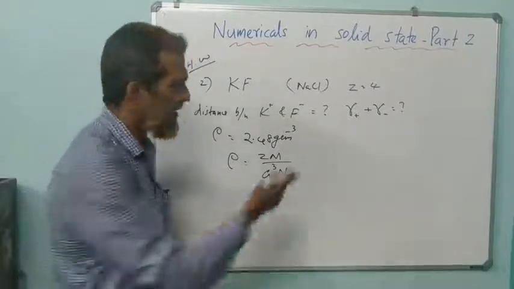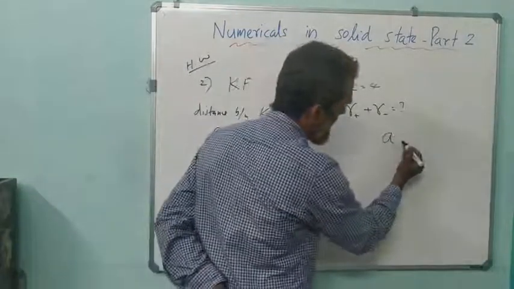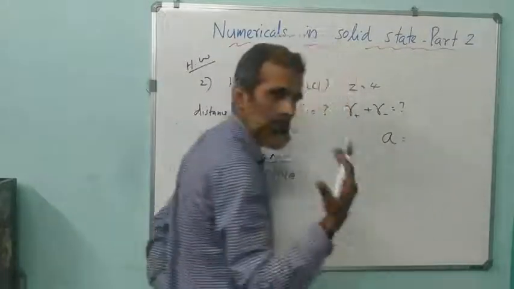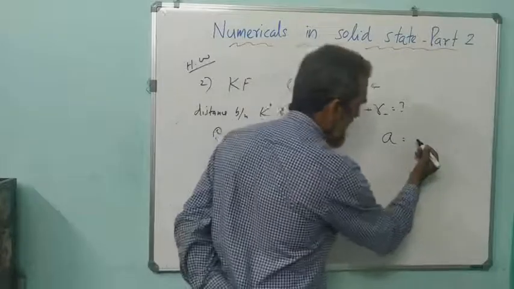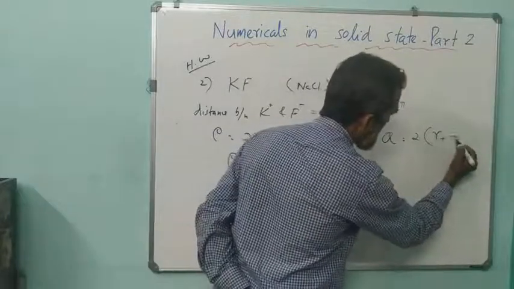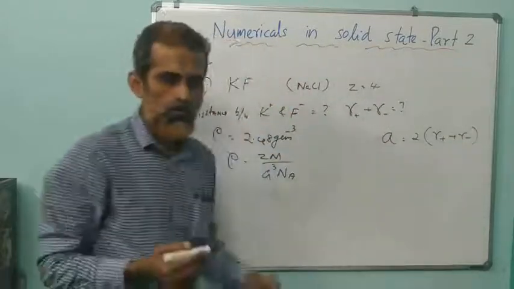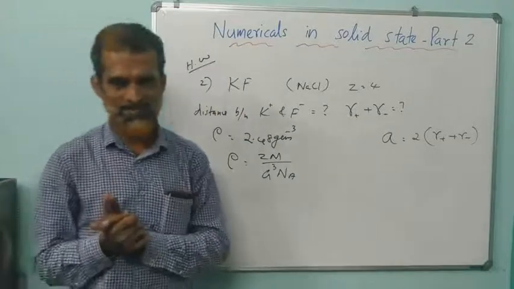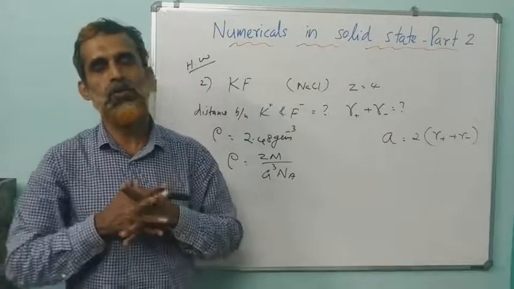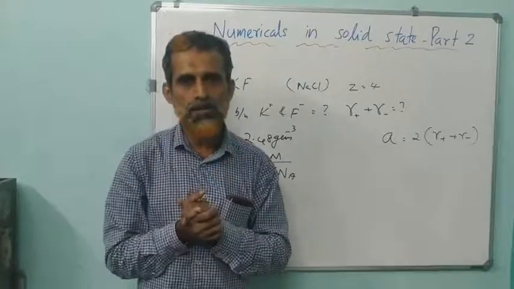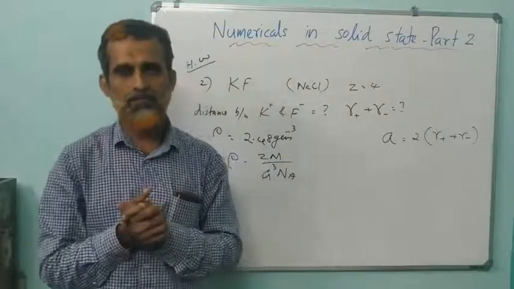Once you get A, as in the previous case, we know that for the sodium chloride crystal or crystals of similar structure, A is equal to 2 times (R plus plus R minus). So once you get A, you can calculate R plus plus R minus. Right? So practice these kinds of numericals. That will make your concept very clear. Thank you.